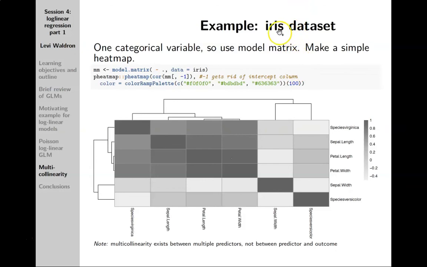Here's another example with another built-in R data set, the iris data set, which is petal and sepal length and width for several species of flowers. I just use this example because there's a species, which is a categorical variable. So I went and created a model matrix here just to make it easy to plot a heat map, and then I used this pheatmap. I think it stands for pretty heatmap, just because it's a simple, quick way to get a heat map, and I did it in black and white here.